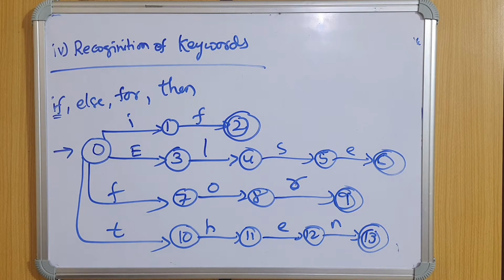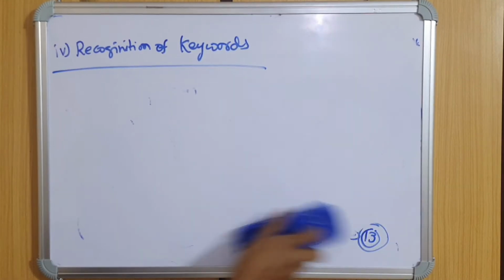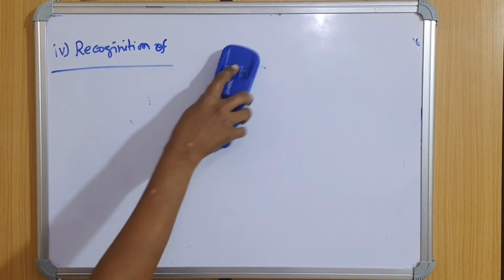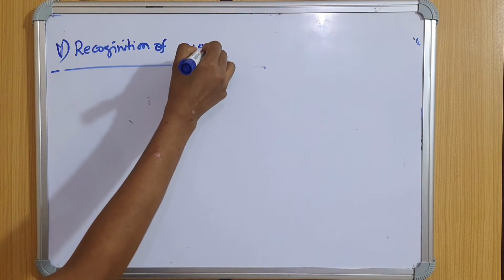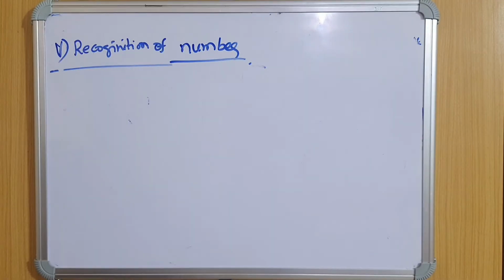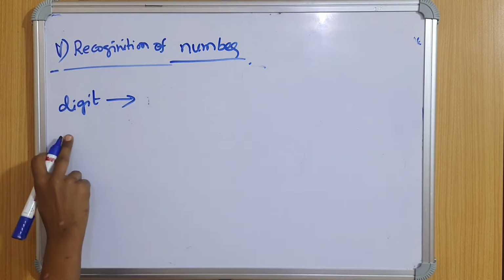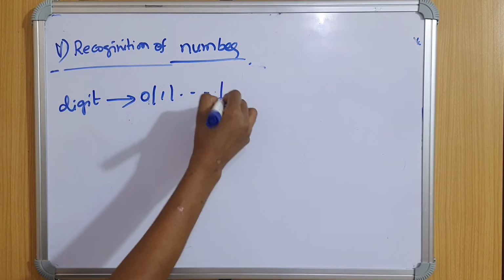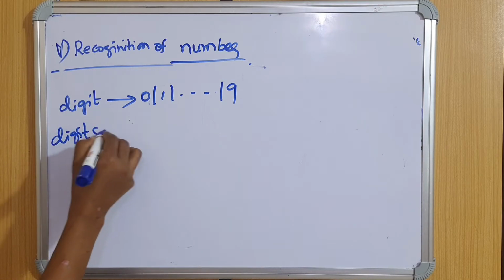And the next topic is recognition of numbers. How will we find out the numbers? So the fifth one is recognition of numbers. How will the lexical analyzer recognize the numbers? You can write a production: digit is equal to 0, 1, 2 till 9. Now digits, how can you write the digits?